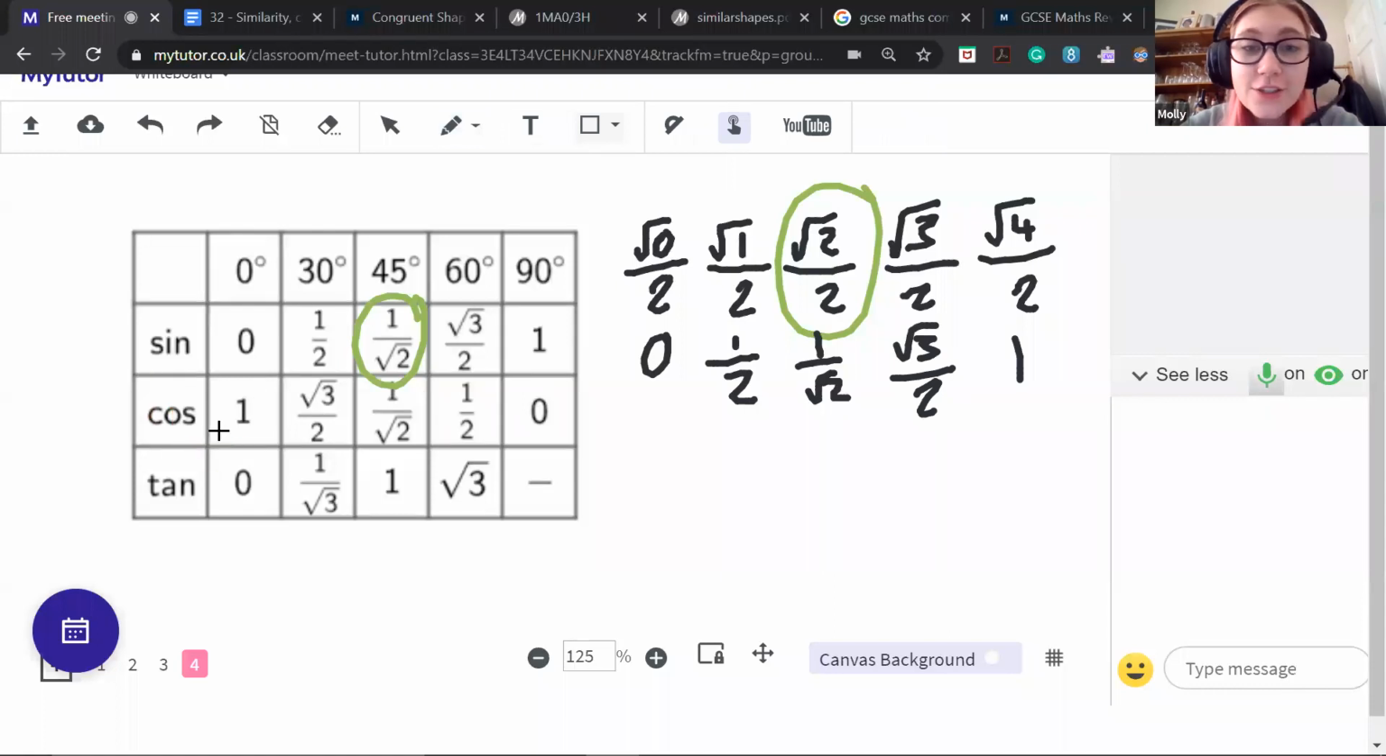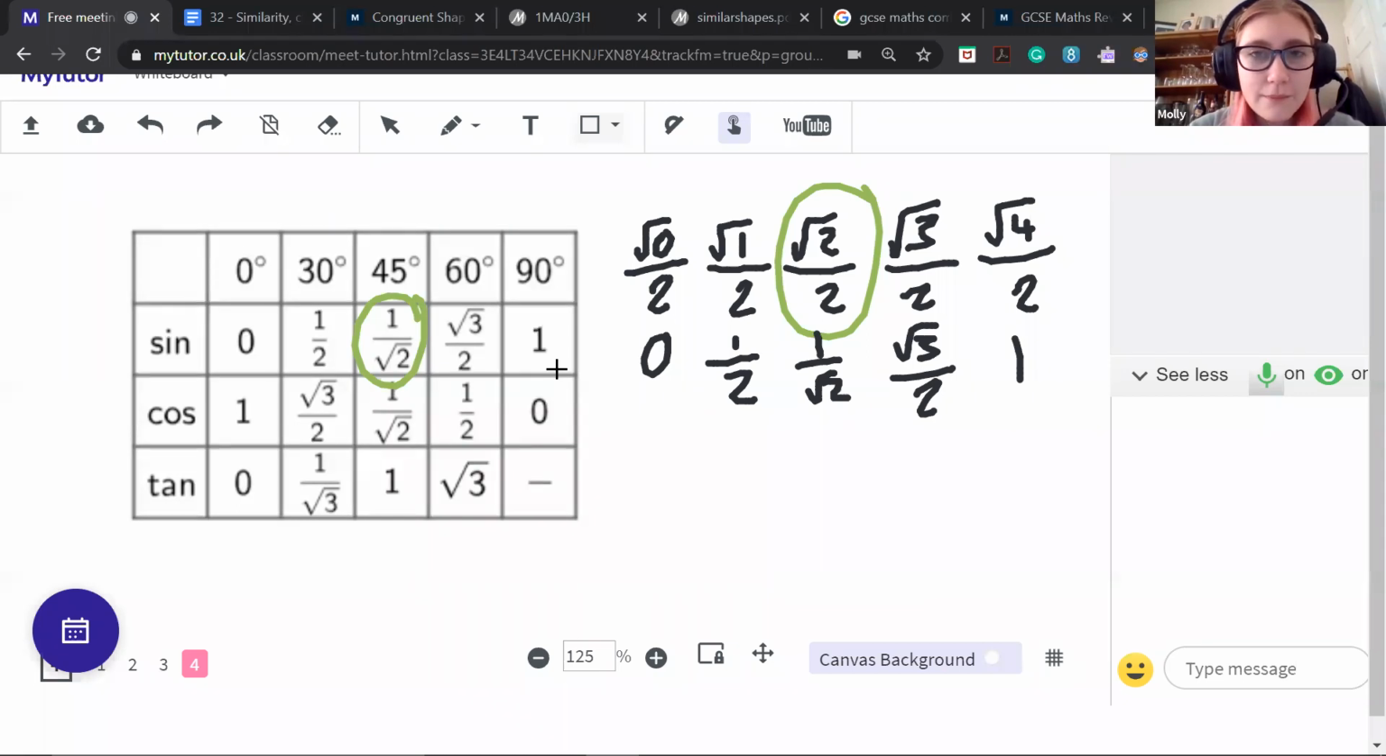And then cos just goes backwards. It goes from root 4 over 2 all the way down to root 0 over 2. So instead of 0, it's 1. These two are swapped. This one's the same. And so you just go backwards. So sine and cos are actually super easy to remember. It's just root 0 over 2 all the way up to root 4 over 2, which I think is pretty easy to remember, as long as you remember these key ones here. So it's just 0, 30, and then it goes up in 15s, and then it's 90. Hopefully that makes sense. Let me know if that's helpful.